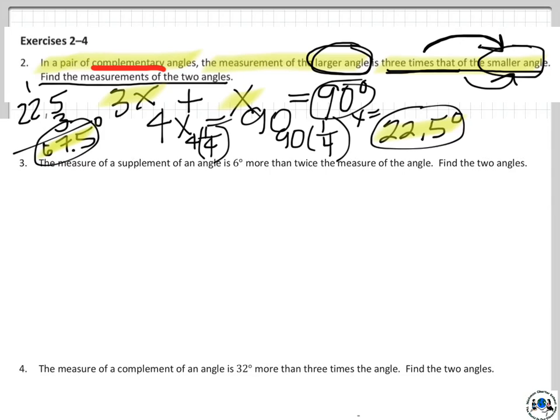Alright, so here's another one you might want to try for yourself. The measure of a supplement of an angle is 6 degrees more than twice the measure of the angle. Ooh, now we're getting tricky. Okay, they're really asking us to draw from the past, after we haven't done this in months and months and months.